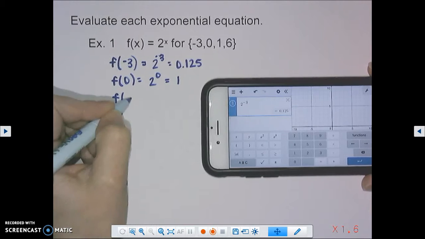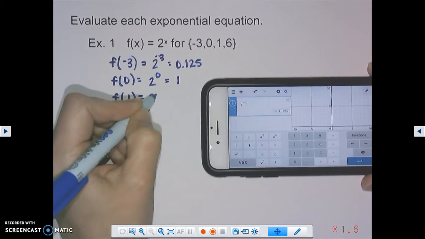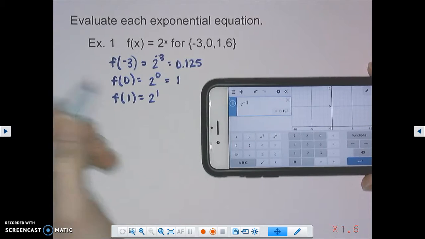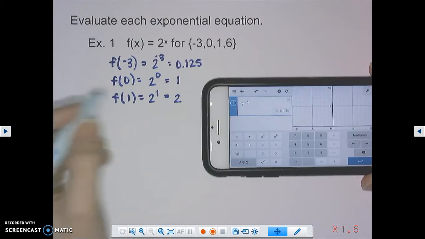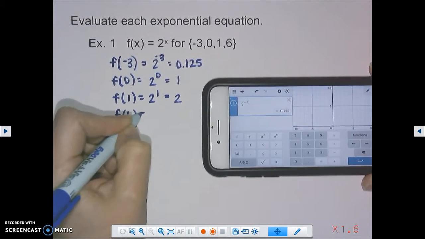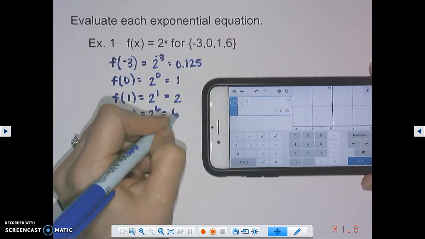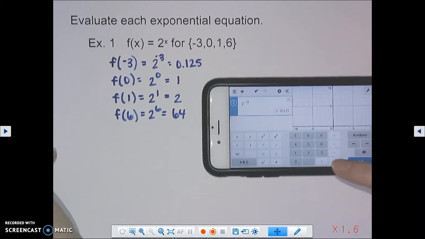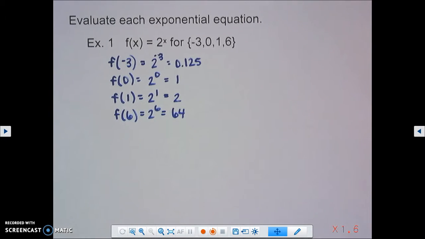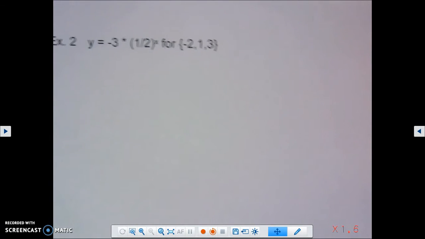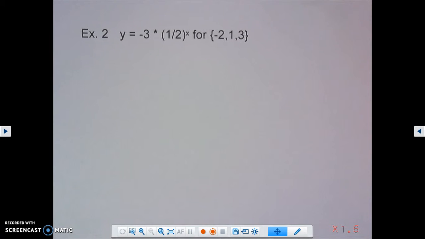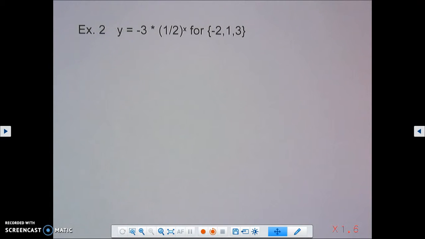The next domain value we're plugging in is +1. We plug that in where we see the x, and 2 to the first power is just itself. So when evaluating it for 1, you get 2. The last thing is to plug in 6, and 2 to the 6th power is 64. Again, you could have used the calculator for this, but those are all things that you should be able to figure out without it. So to evaluate, all you have to do is look at what values they tell you, and plug them in for the x in the exponent.